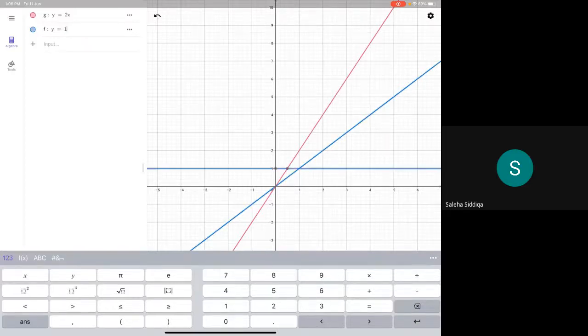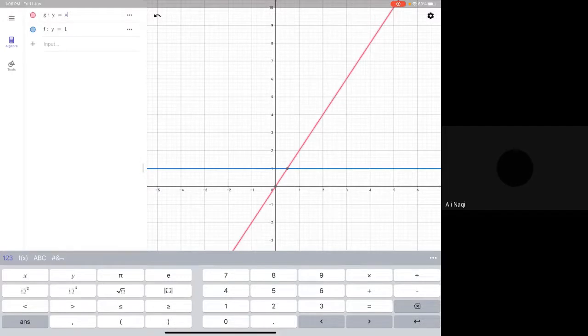I'll get this line. Are you getting my point? Can you see? Yes, sir. That means the slope of this red line is the value of the blue line. Can you see? Why? Because the derivative of x is what?